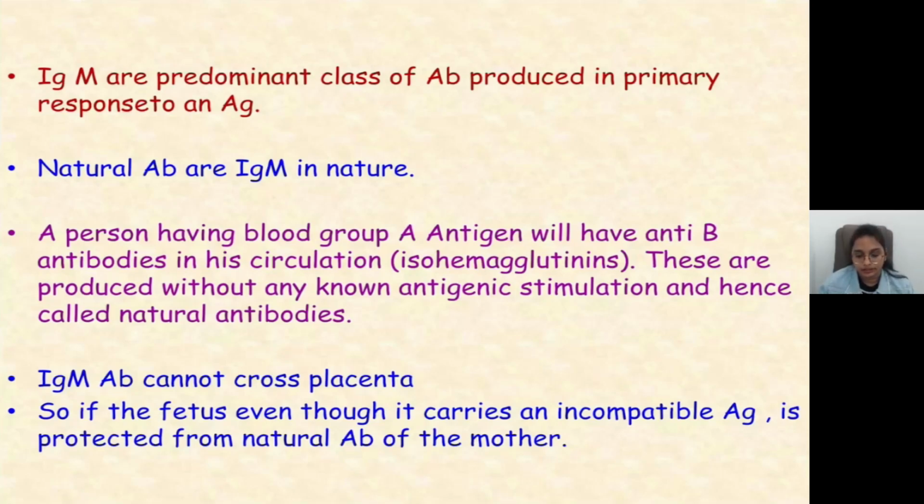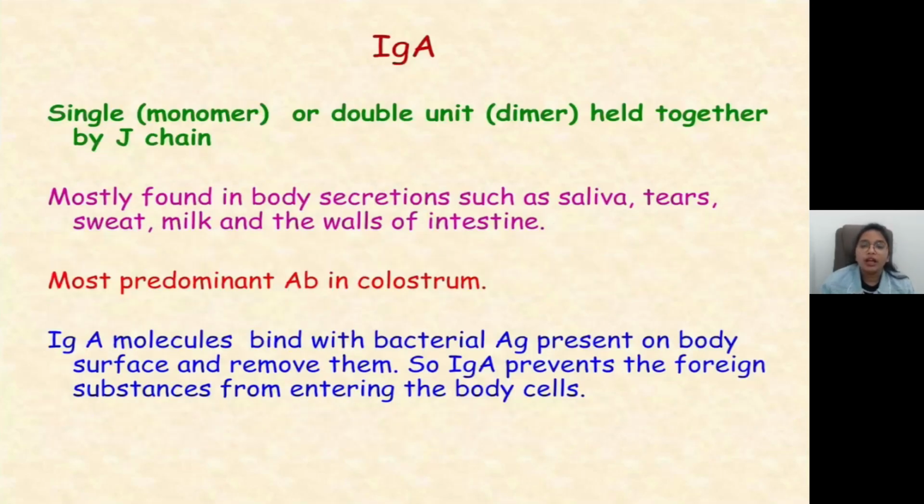Now come to IgA, the immunoglobulin alpha, which has the alpha heavy chain, right? It can be a single monomer or a double unit, meaning dimer, held together by a J chain. It is found on your mucosal surfaces, meaning your saliva, tears, sweat, milk and the wall of the intestine, right? It is also the most predominant antibody in colostrum. Colostrum is from your mother's milk, right?